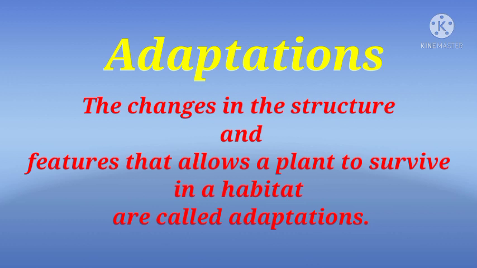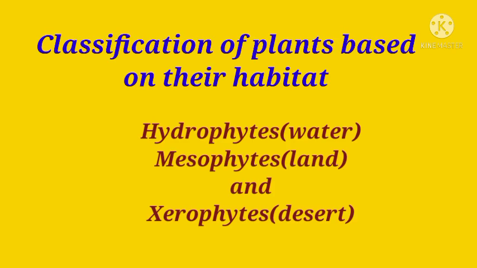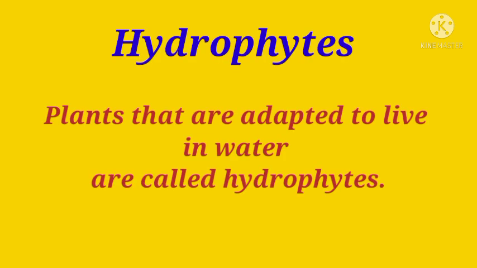Based on their habitat, plants are classified into three different types. How are they classified? They are classified into three types. What are they? They are hydrophytes, mesophytes and xerophytes. As you know, hydrophytes are the plants that live in the water, mesophytes are the plants that live on the land, and xerophytes are the plants which live in the desert. Let's see one by one.